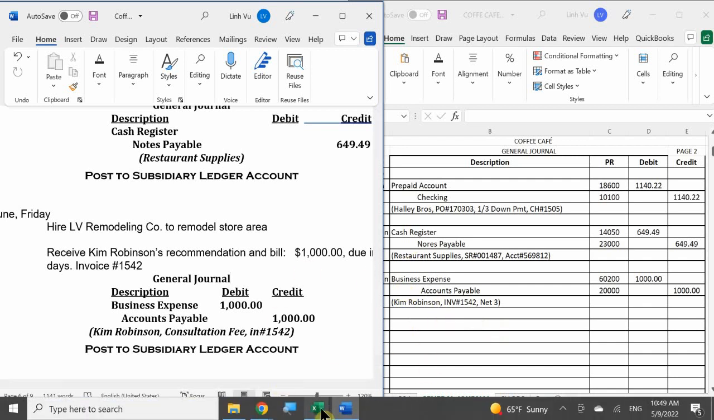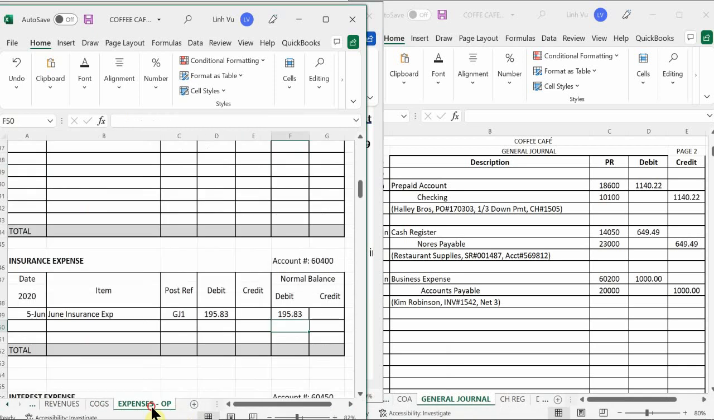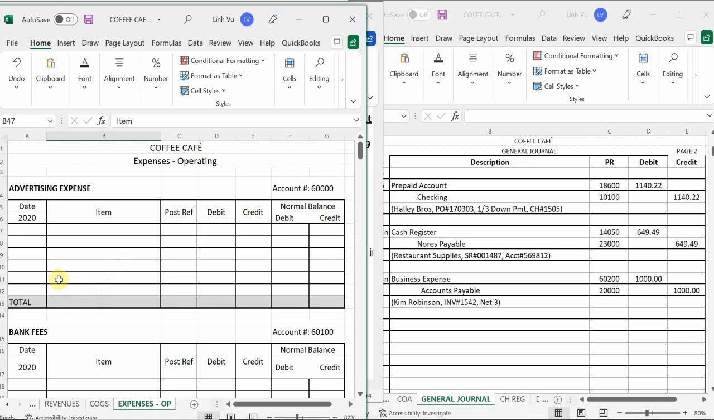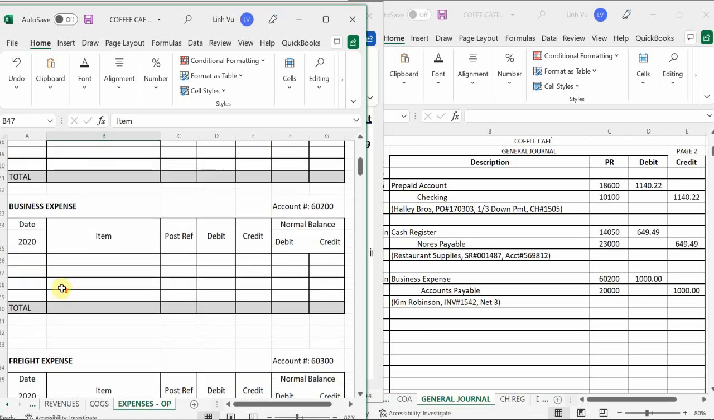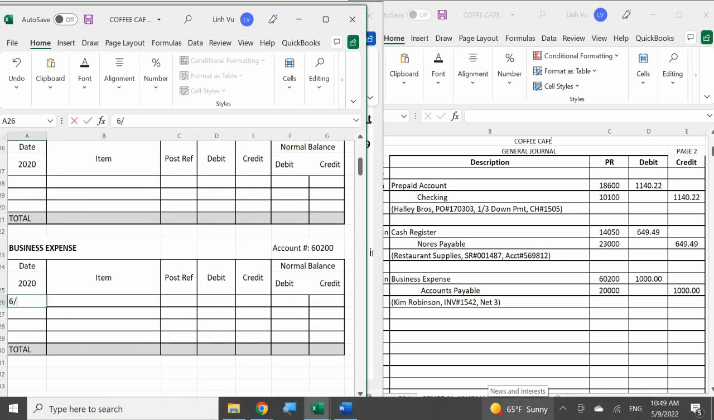Now we need to go ahead and plug those numbers into our ledger because now we owe money. Starting with the first one, which was a business expense here. So we're going to go to operating expenses right here. Business expense is the third one, so we can go ahead and say it's the 7. We received a bill from Kim Robinson for interior design consultation.